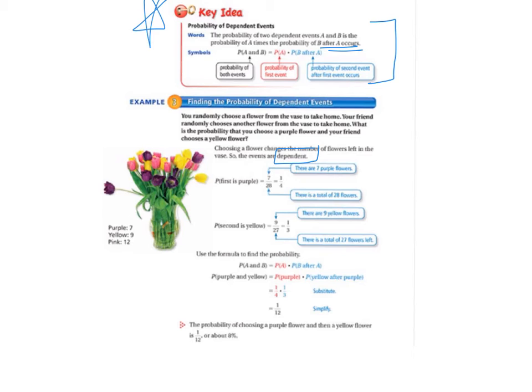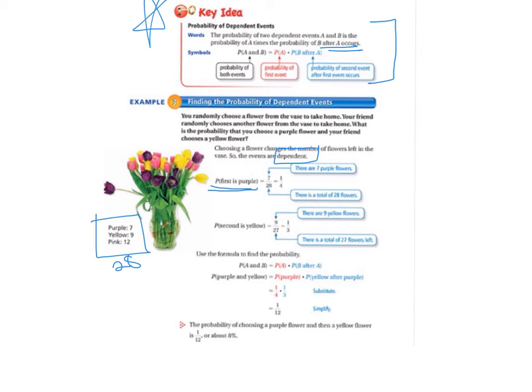So there are 7 purple flowers. So we're looking at the probability of the first flower chosen being purple. And there are 7 purple flowers, and there are 28 flowers altogether. We're getting this information not from trying to count them in the picture, but from the information that is next to the picture. So it tells us that there are 7 purple, and if we add them all up, we get 28 total. So there are 7 purple, total of 28, that equals 1/4.